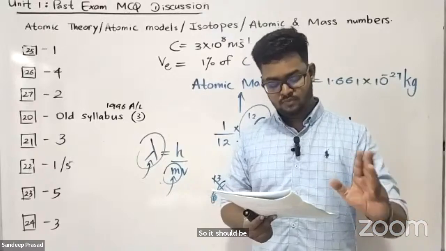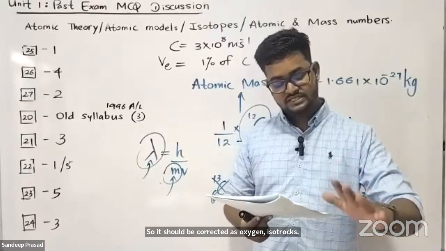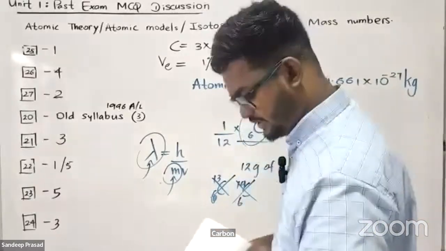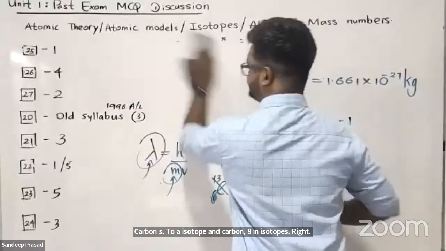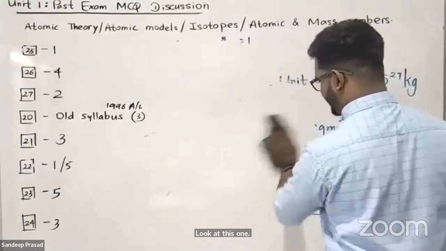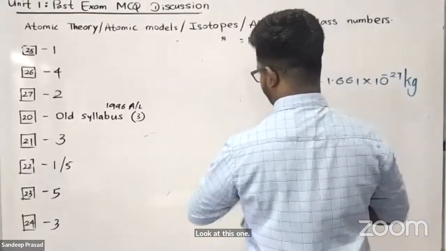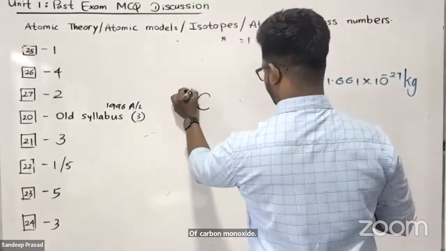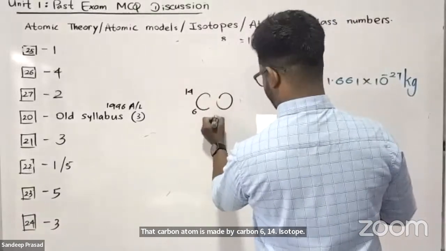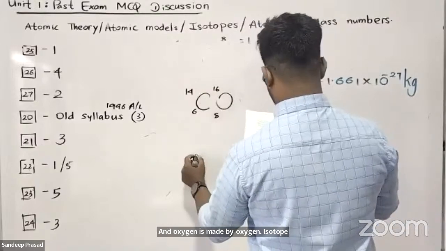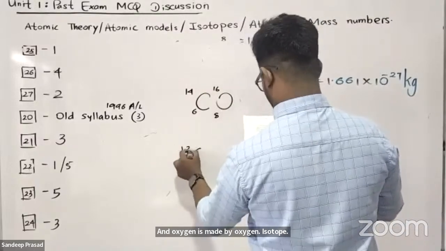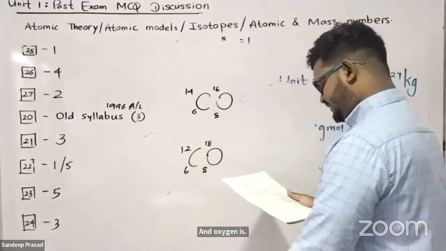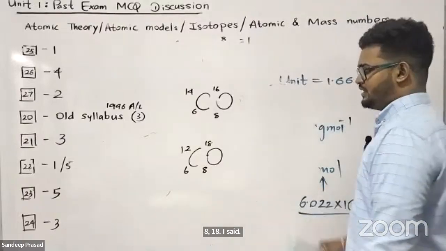Another sample of carbon monoxide has carbon-12 isotope and oxygen-18 isotope, right? Look at this one. There is a sample of carbon monoxide. That carbon atom is made by carbon-14 isotope and oxygen is made by oxygen-16 isotope. Another sample is there, carbon-12 isotope and oxygen-18 isotope. The property that shows a significant difference between the two samples.